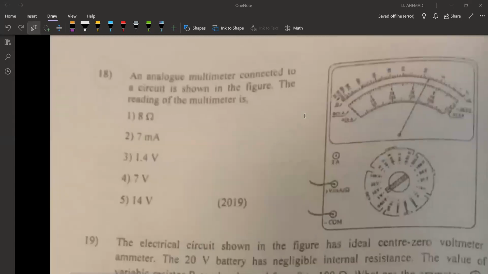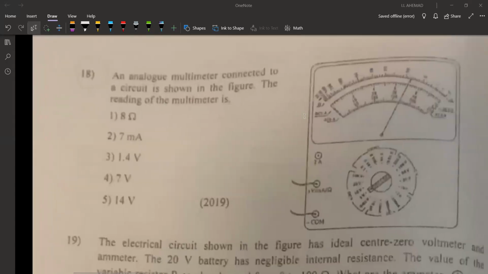Okay, let's look at question number 18. It is actually a general knowledge question. Here, an analog multimeter connected to a circuit is shown in the figure. What is the reading of the multimeter?